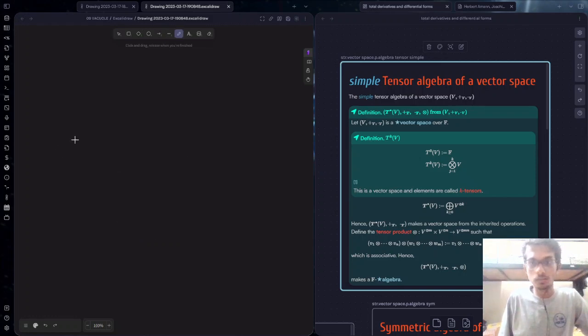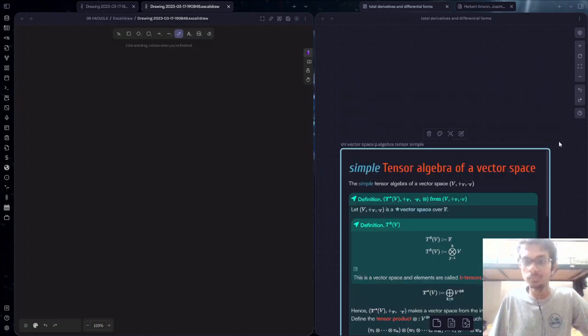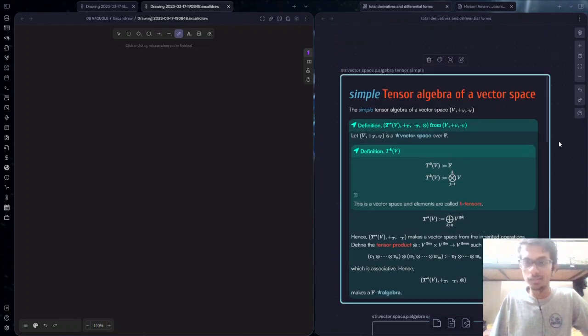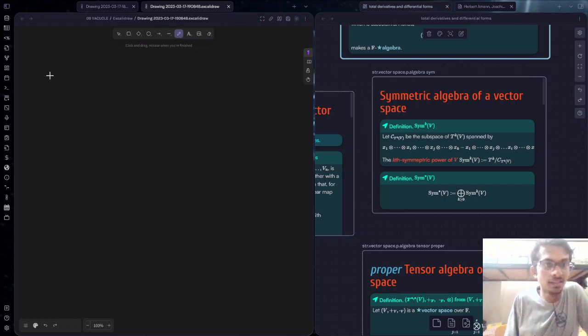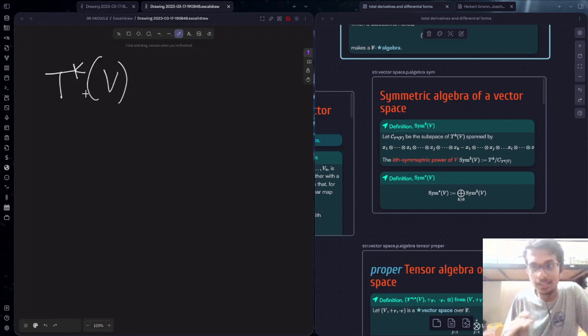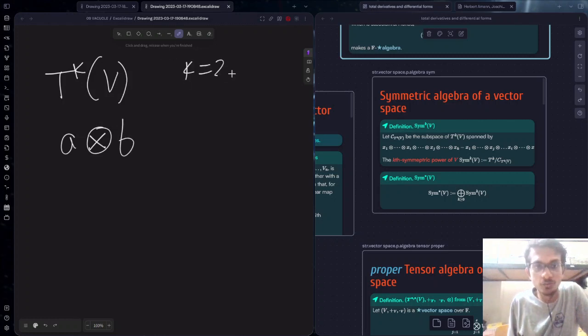Now let's say, simple tensor algebra. There could be another kind of tensor algebra which I will discuss later, and there can be a symmetric algebra of a vector space. So what you do, the construction is this: take the Tk of V, which is the k-fold tensor product of vector space V, and you take the subspace which is spanned by elements of this form. I'm giving the k equal to 2 version.